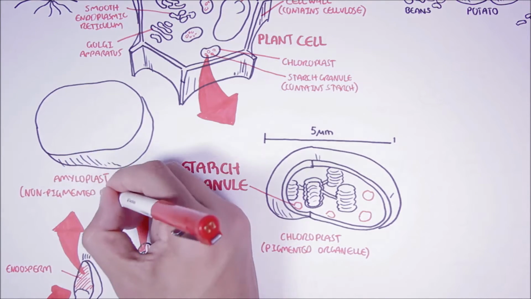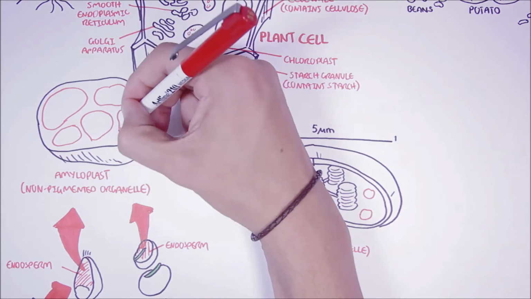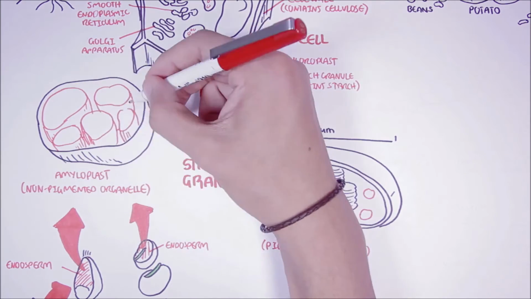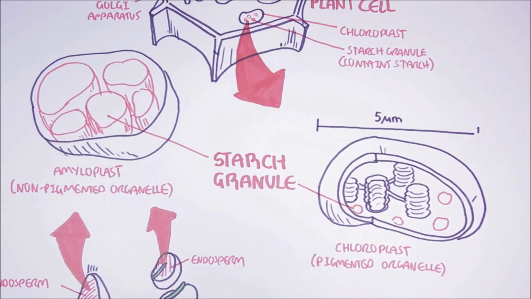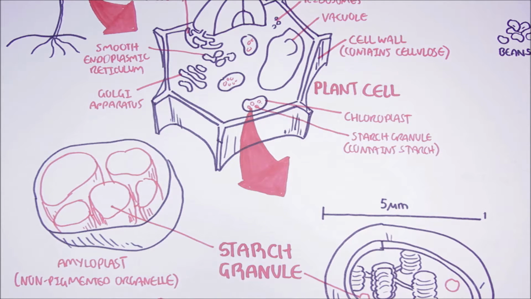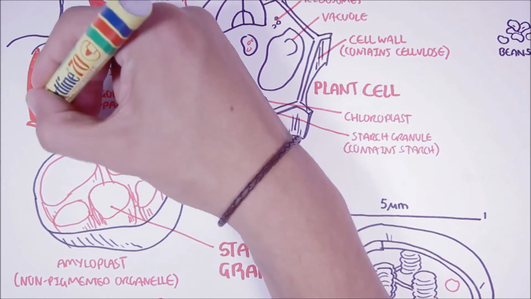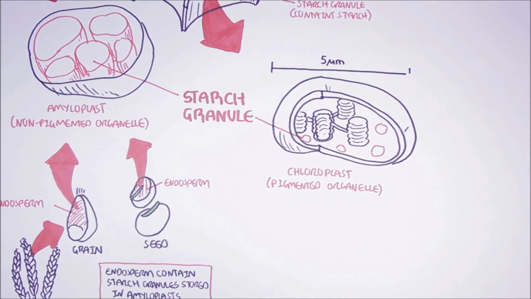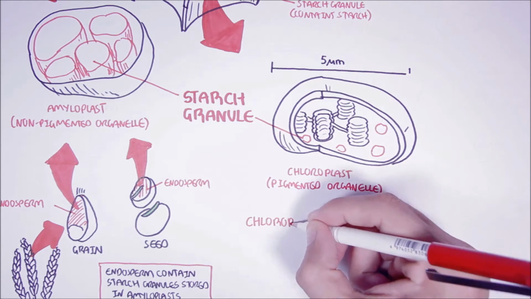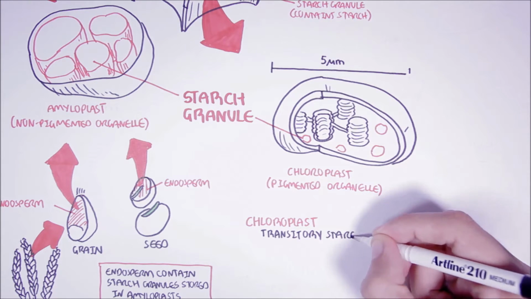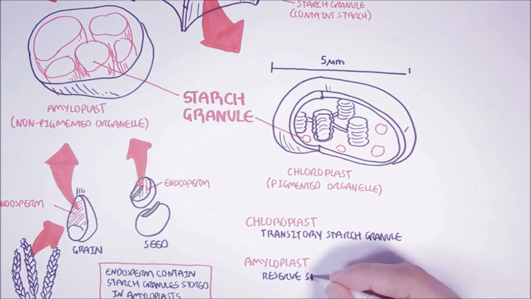Amyloplasts are non-pigmented organelles. It is non-pigmented because it contains no color. As you can see, amyloplasts are made up mostly of these starch granules. Now, seeds contain many amyloplasts because they need all this stored energy as they grow. And therefore, it's no surprise that roots of plants also contain many amyloplasts for energy reserves. So if we were to differentiate chloroplasts from amyloplasts, it would be that chloroplasts contain transitory starch granules and amyloplasts have reserve starch granules.